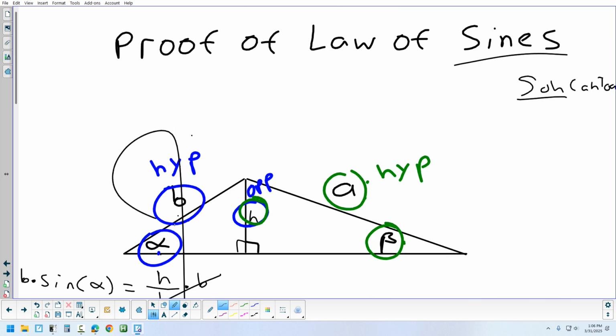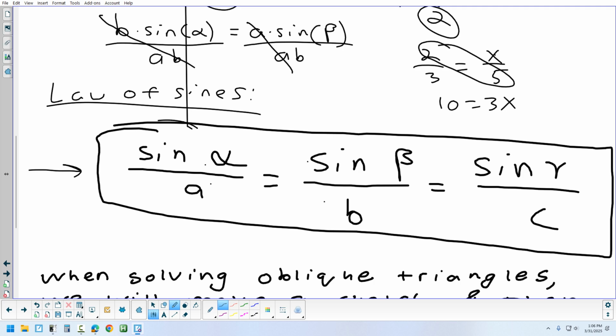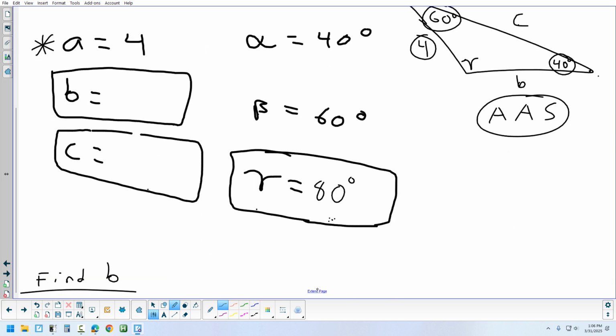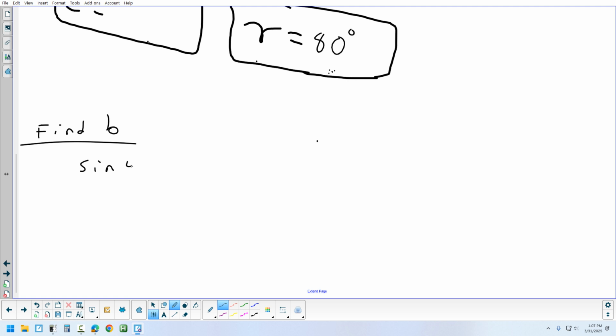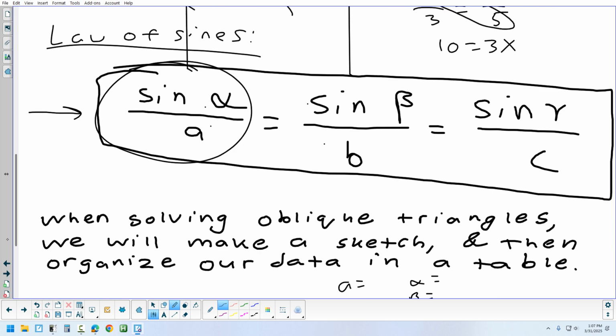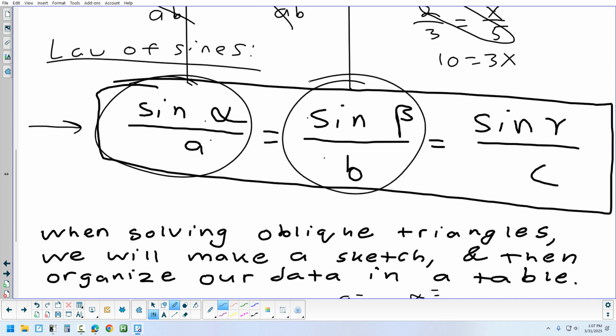So you're going to take this part of the law of sines, and fill in what we have. Fill in the alpha and fill in the a. Sine of alpha over a, so sine of 40 divided by 4. And then wouldn't you do equals sine of 60 over b? Yep, and since we're finding b, you want to use that part: sine of beta over b.